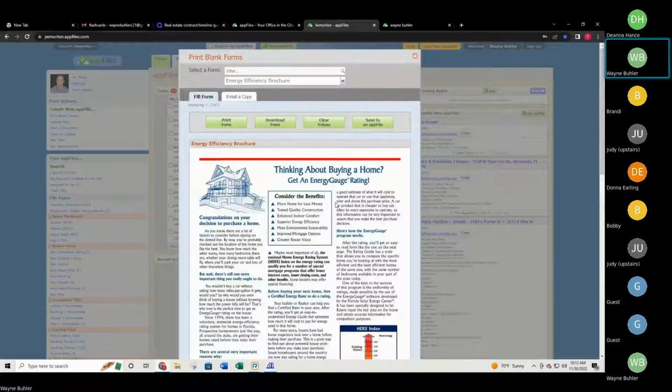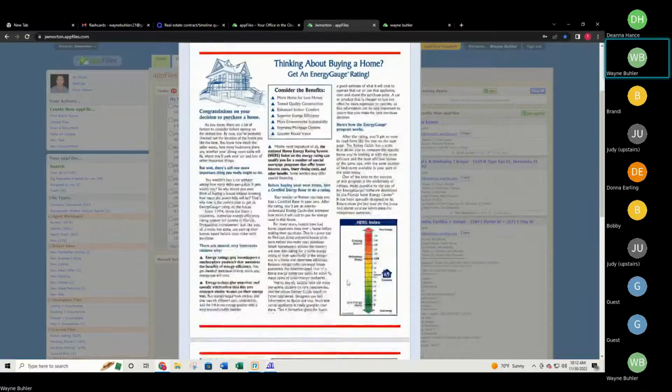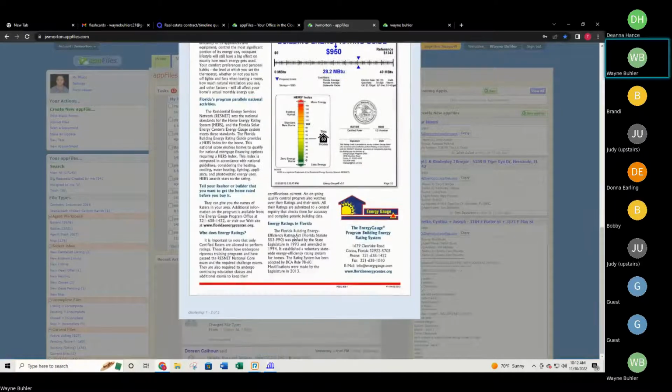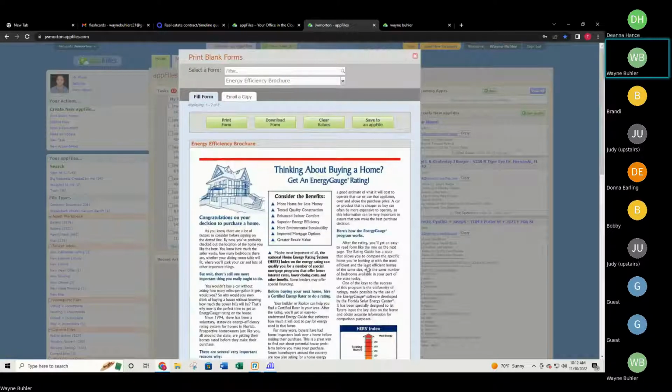The reason I bring this up, I just had an agent come to me and they received this offer. They represent the seller, and they said, Wayne, I got the offer, but in the offer there's like 10 pages of stuff that I have no idea what it is. I looked at it and said, oh, that's the energy brochure. This is basically how they're covering themselves, saying it's attached with the offer. But in our contract, it does say that a buyer has received this.